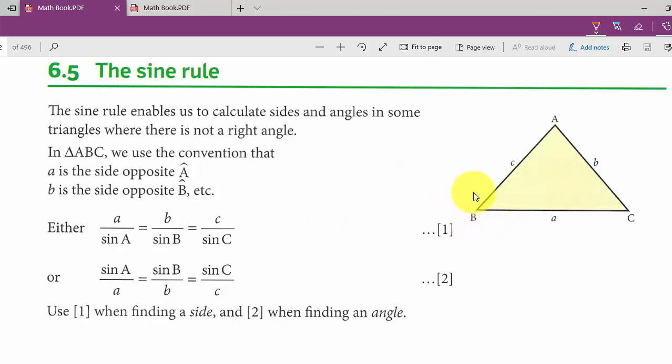So as you see in this triangle, angle B is opposite B small, angle C is opposite C small, and angle A is opposite A small. So the side divided by the sine of the opposite angle is equal to the other side divided by the sine of its opposite angle. As you see here, A over sine of angle A is equal to B over sine of angle B, and it's equal to C over sine of angle C.